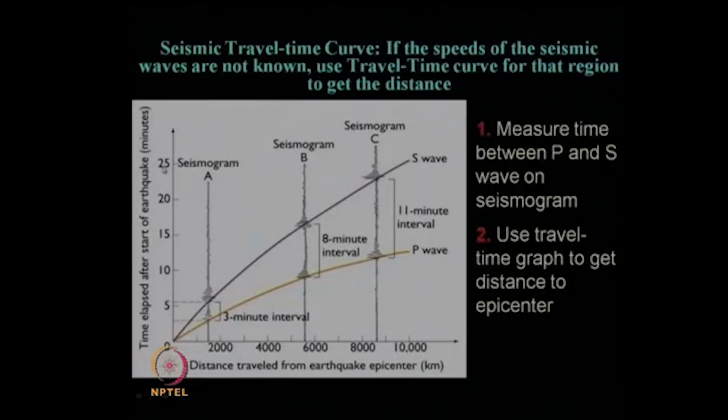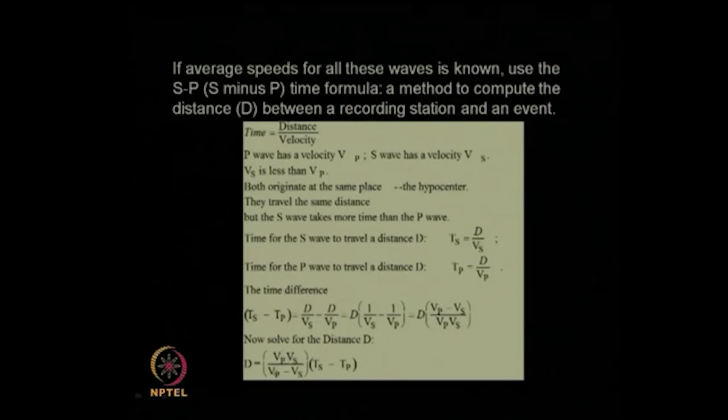Now, another method is there which is called the seismic travel time curve method. If the speeds of the seismic waves are not known, see, in the earlier case we have assumed that the seismic wave velocities of shear and primary wave are known to us, but if they are not known, where will this method be applicable? What we have mentioned is that Vp is about 6 km per second for crustal velocity, and Vs is 3 kilometer per second.